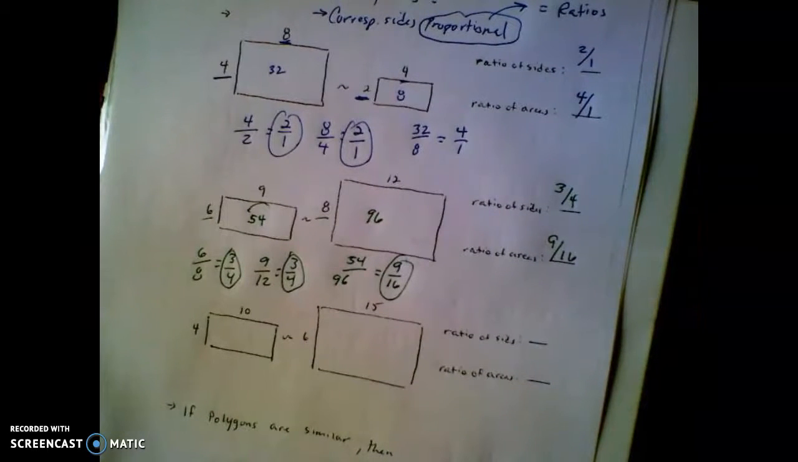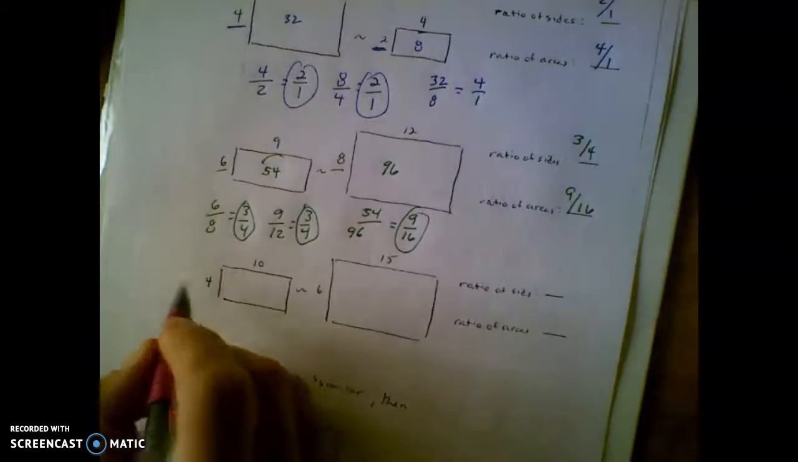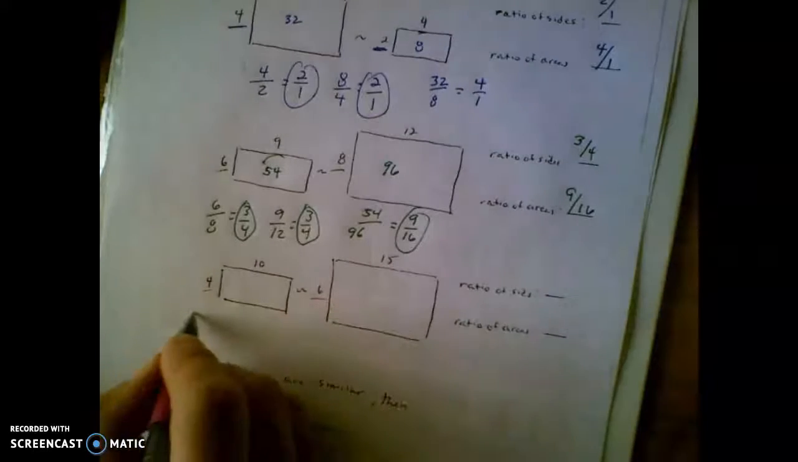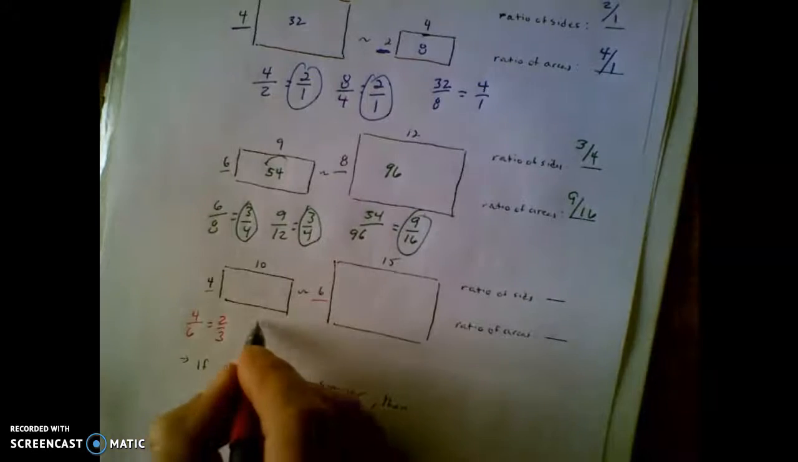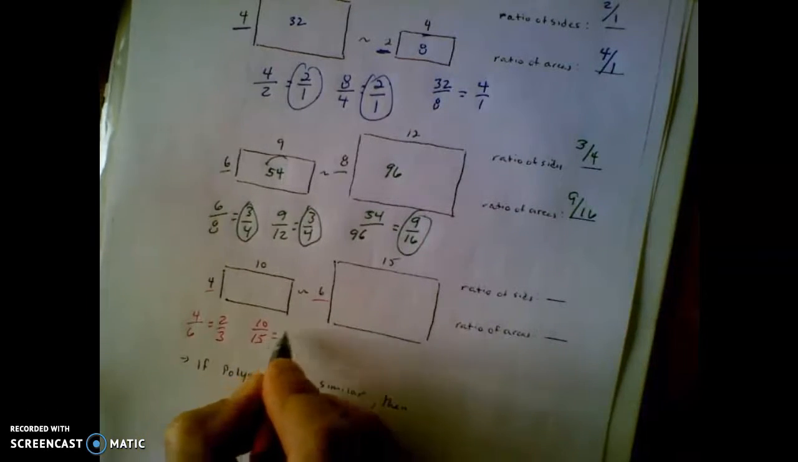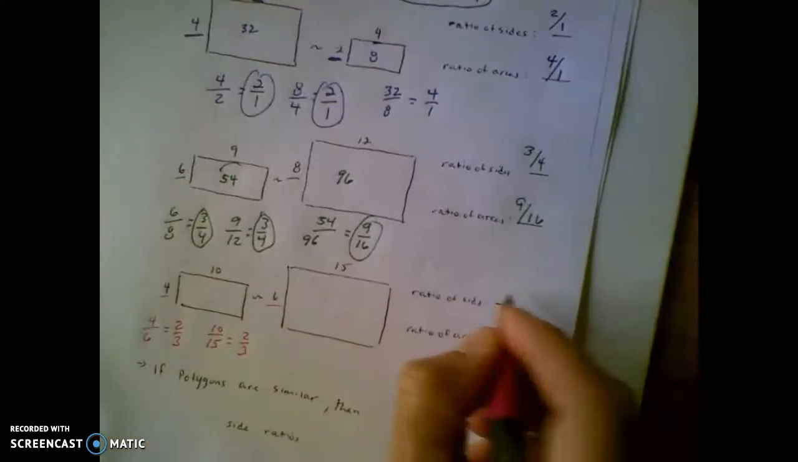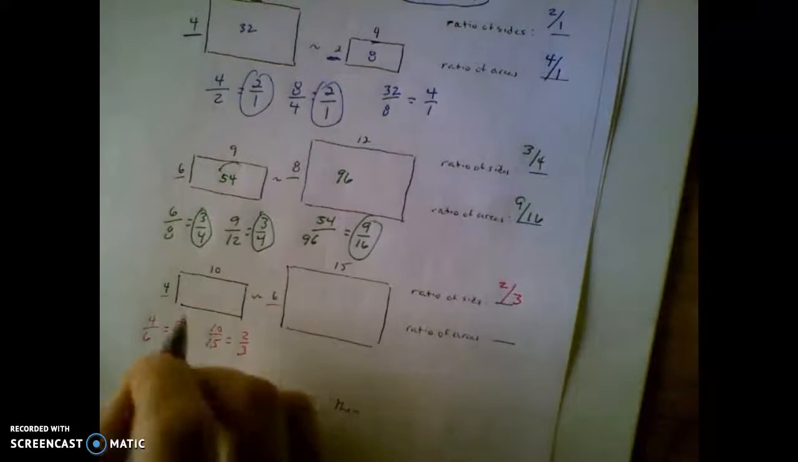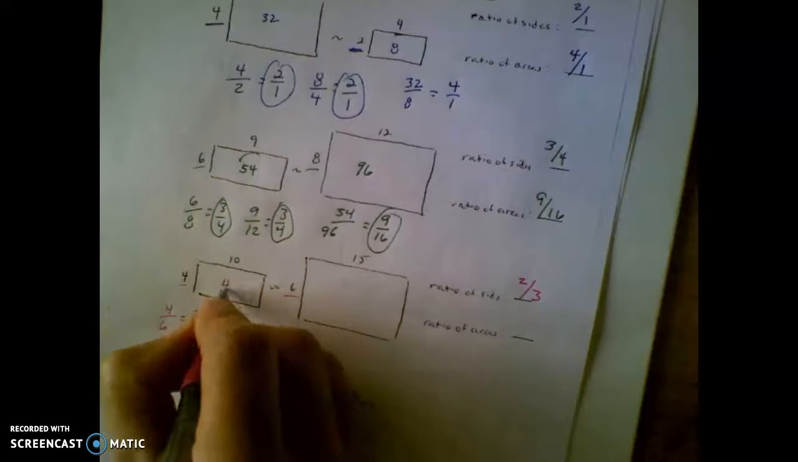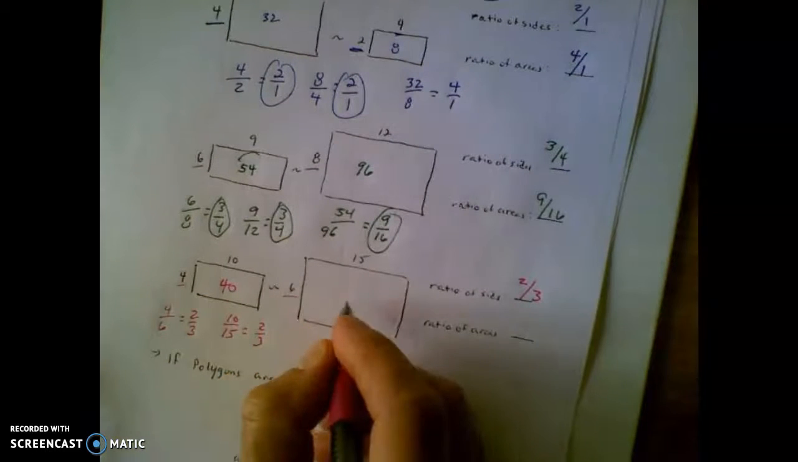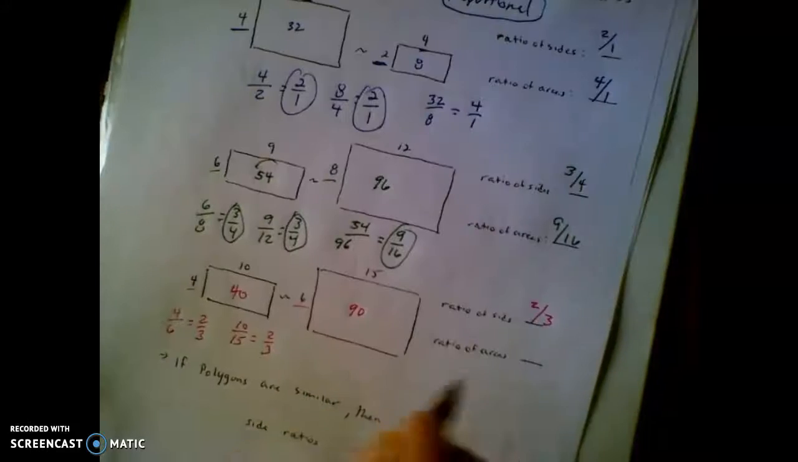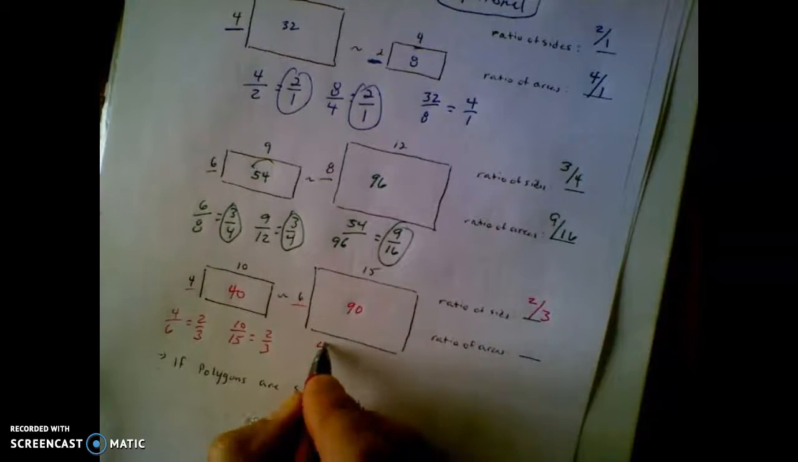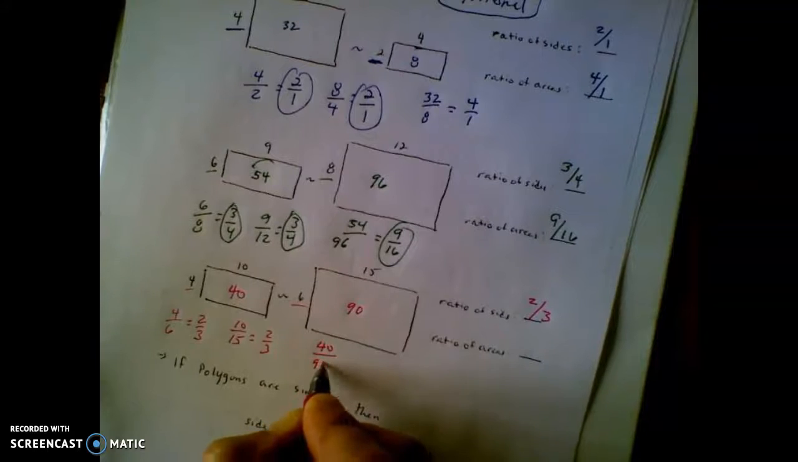And lastly here, I'll do this one in pink. Again, the sides, I'd match up 4 and 6 because they're corresponding. That's 2 to 3. 10 to 15 also goes down to 2 to 3. So the ratio of the sides here is 2 to 3. Areas would be 4 times 10, which is 40. This would be 6 times 5, which is what, 90? So now if I find the ratio of the areas, 40 to 90 goes down to what, 4 to 9?